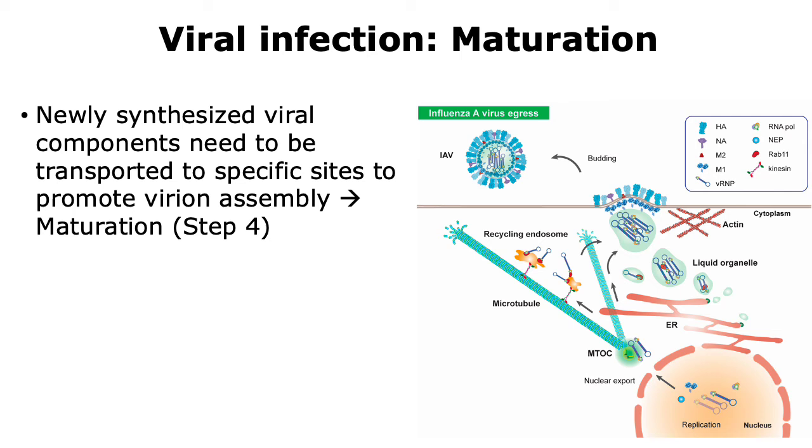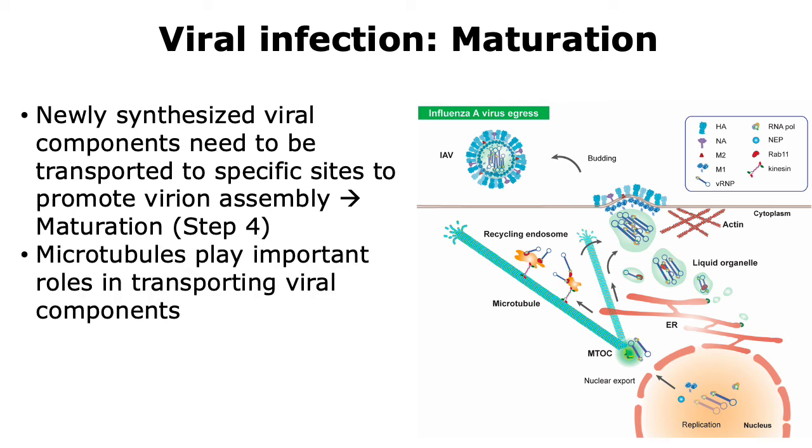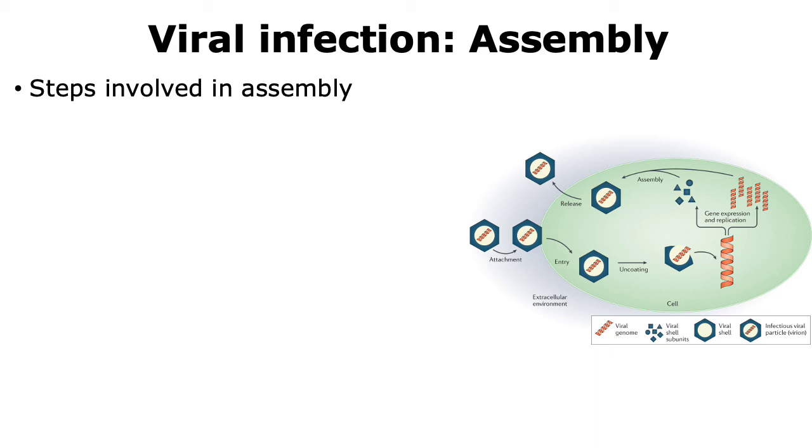The newly synthesized viral components that are synthesized by the host cell need to be transported to specific sites in the host cell to promote virion assembly, and this step is called maturation. Microtubules, which are cytoskeletal fibers, are known to play important roles, as shown in this figure, in the transportation of different viral components to the site of synthesis. Once maturation occurs, virion assembly can occur.